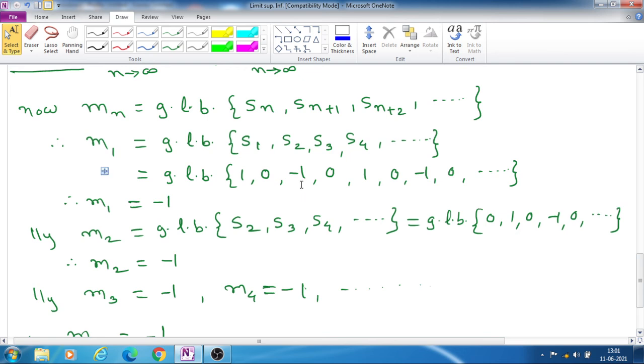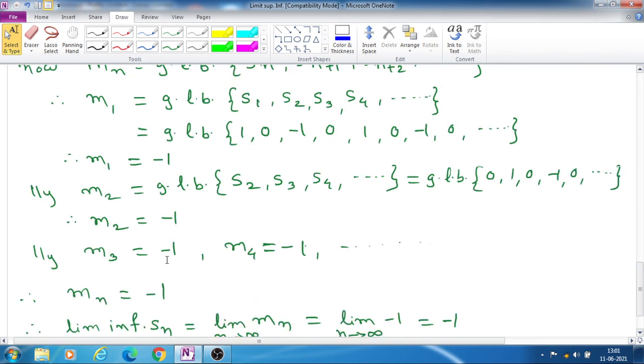Other terms are greater than minus 1. 0 is greater than minus 1, plus 1 is also greater than minus 1. Therefore this minus 1 is a lower bound, and it is the greatest lower bound of this set. Therefore small m1 is equal to minus 1. Similarly, small m2 is also equal to minus 1. It is equal to GLB of the set starting from the second term 0, 0, 1, 0, minus 1, 0. Here also GLB is minus 1.